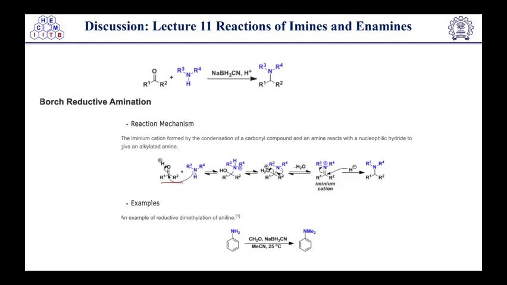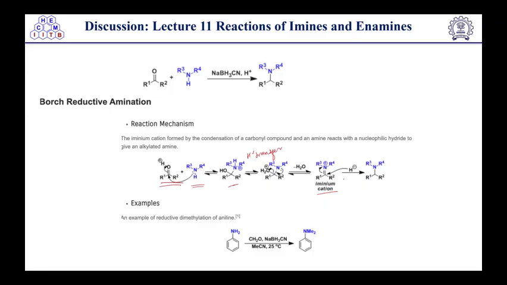Here we have a ketone and we have an amine. The lone pair of the amine will attack the carbonyl center, and this will open up, arrow pushing. After getting this intermediate, the next thing is proton transfer. After proton transfer, the water molecule will become a good leaving group. Again the lone pair of nitrogen will push here, and this water molecule will knock out, and we'll get the iminium cation as an intermediate.